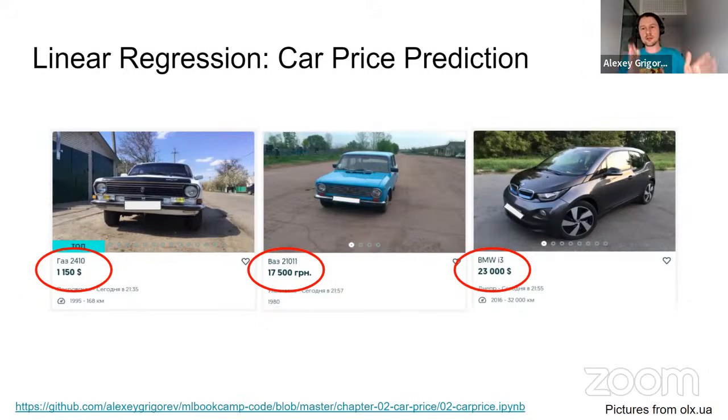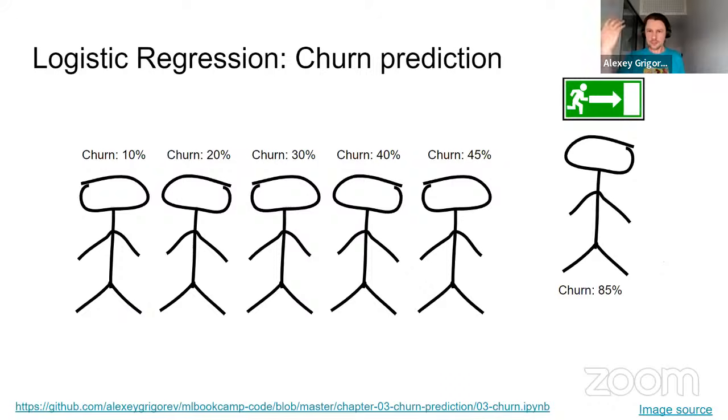And this will be the only place in the course where we will actually implement algorithms ourselves. For the rest of the course, we will use libraries like scikit-learn. So that's what we will do in module 3, when we will cover logistic regression. In this churn prediction module, we will use logistic regression. And the problem we will cover there is predicting which customers will leave our company.